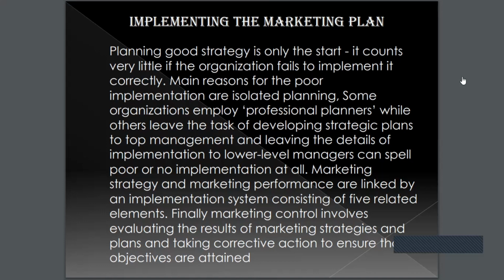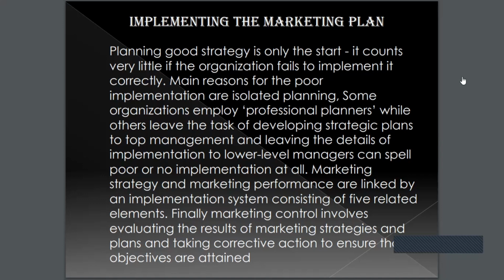The main reason for poor implementation is isolated planning. Some organizations employ professional planners while others leave the task of developing strategic plans to top management, and leaving the detail of implementation to low-level managers can spell poor or no implementation at all. Marketing strategy and marketing performance are linked by an implementation system consisting of 5 related elements.